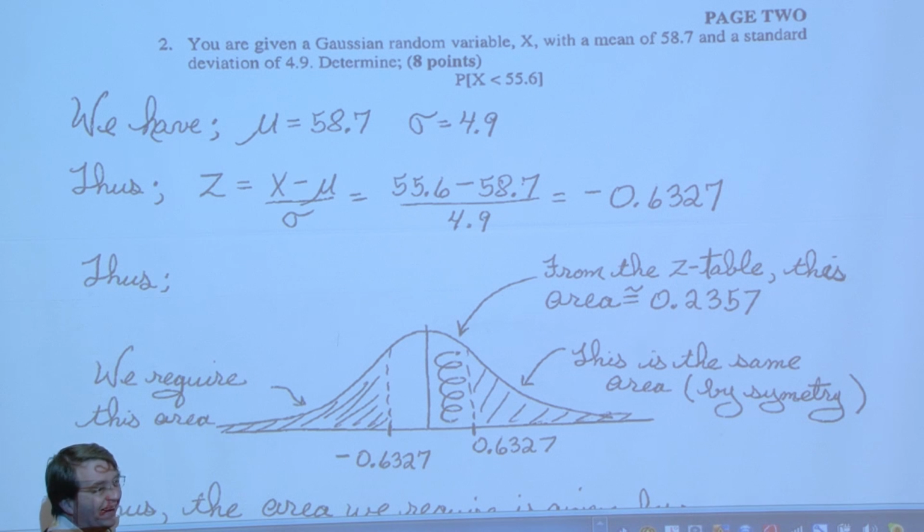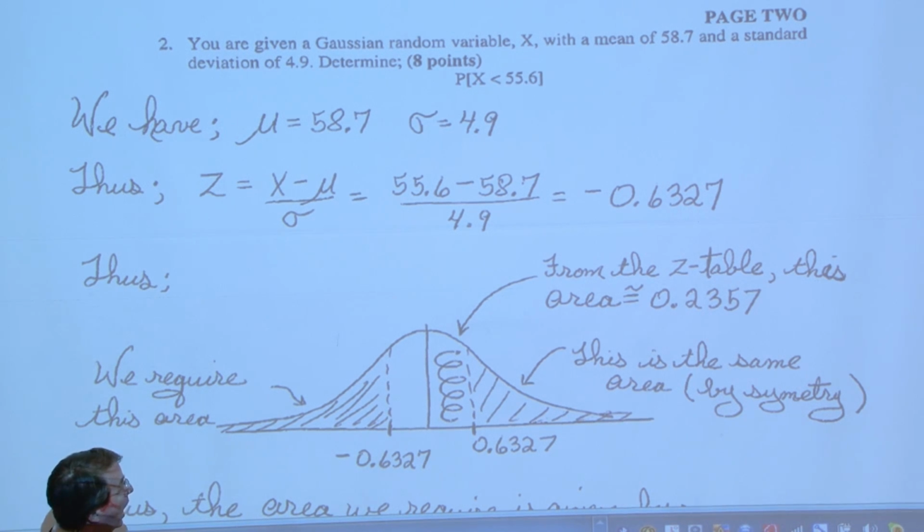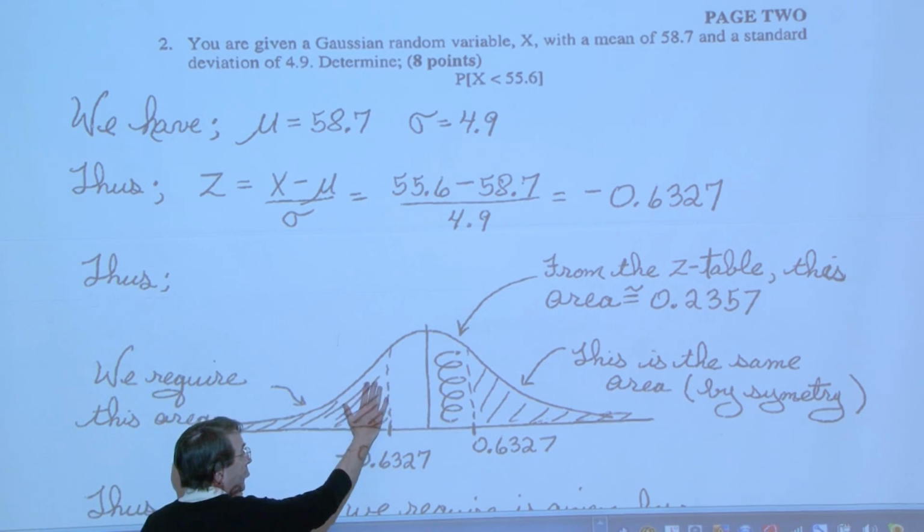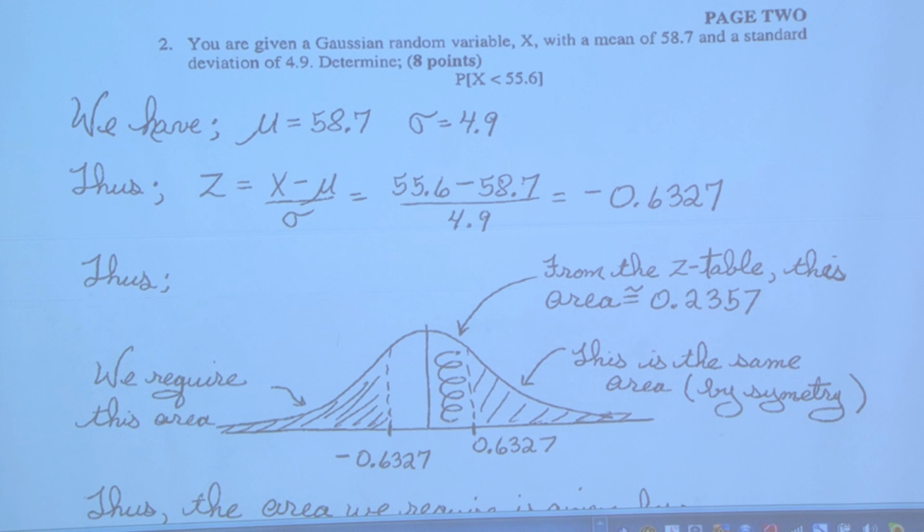I'm very impressed. Okay. So I want to be less than this. So the area I want is this area I've shaded in here, from minus infinity up to minus 0.6327. Now, we're only given a single-sided z table.